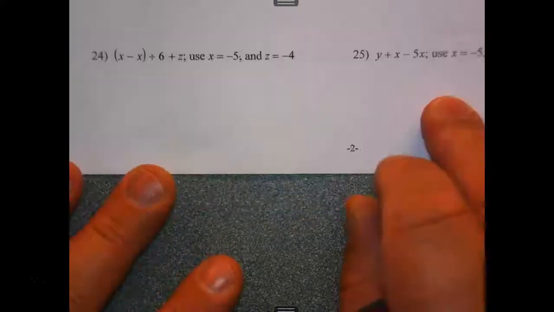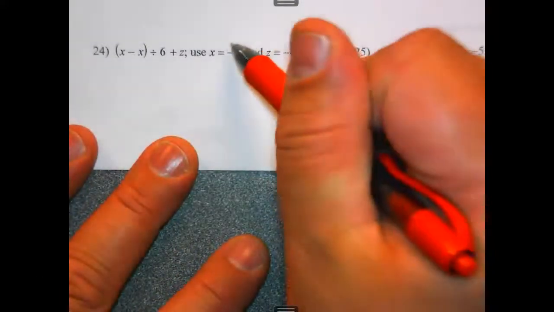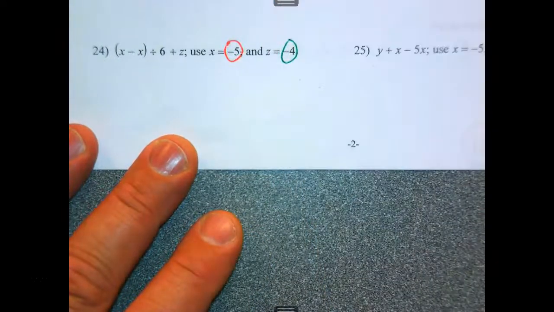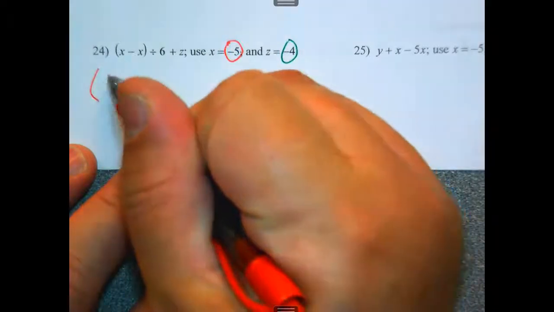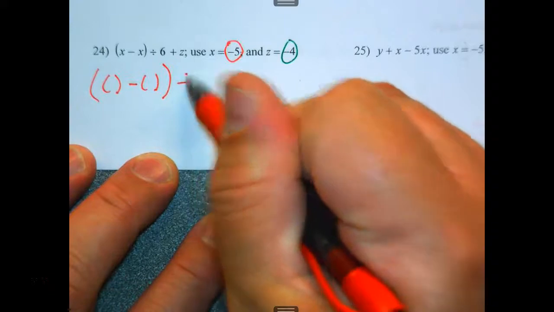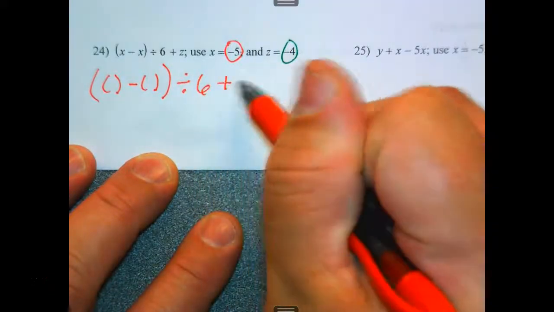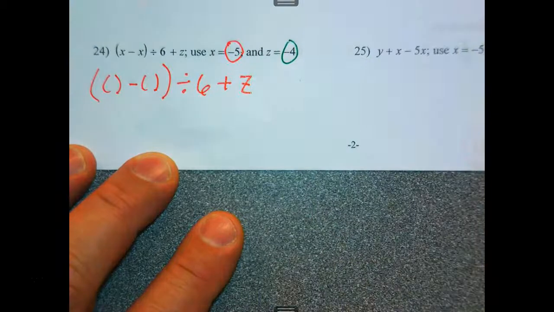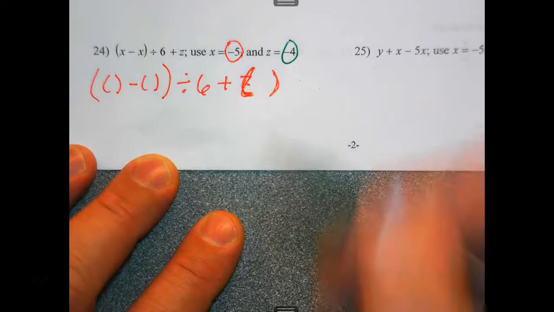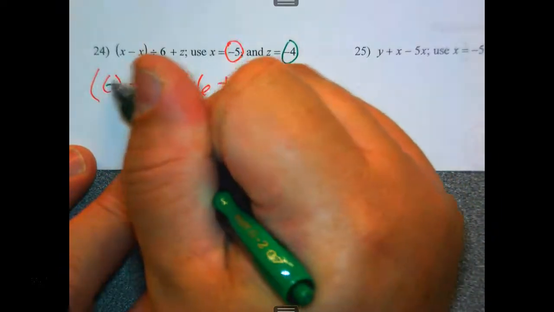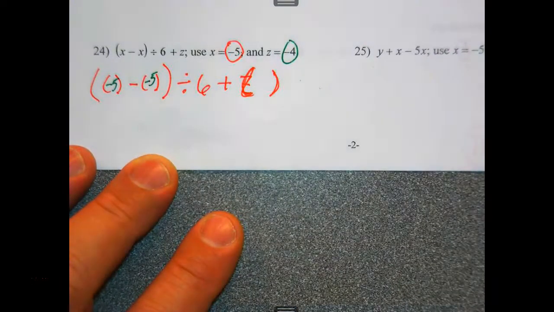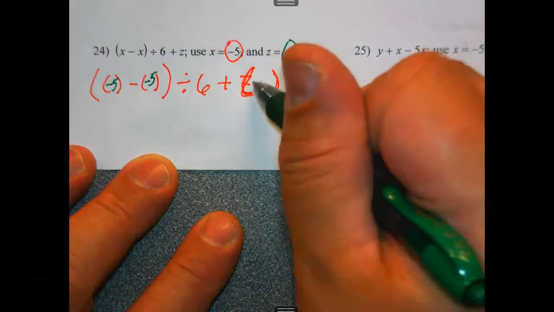24 is kind of interesting. X is -5, Z is -4. So I have X minus X divided by 6 plus Z, which should have been in parentheses. Okay, so X, -5, minus a -5, and then Z is -4.